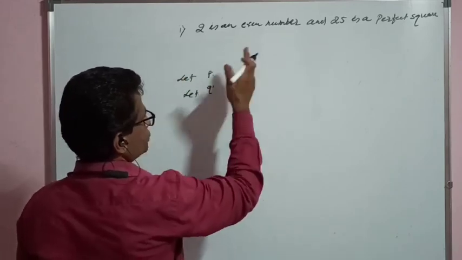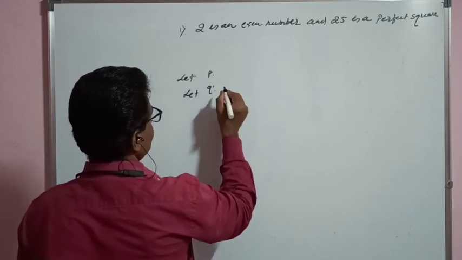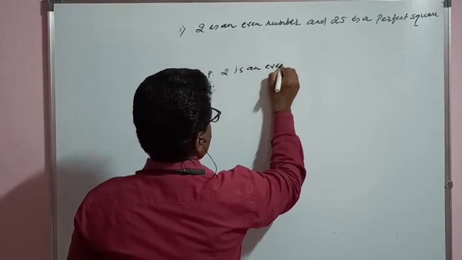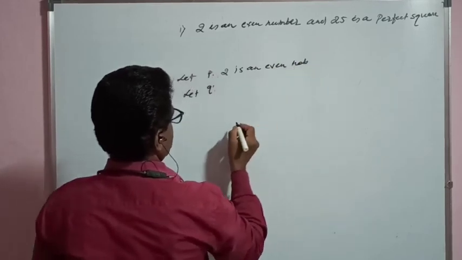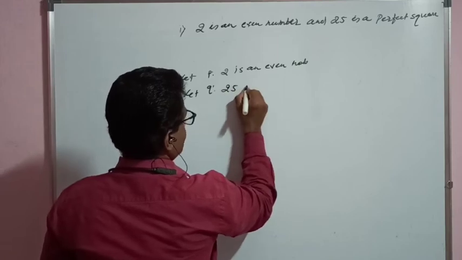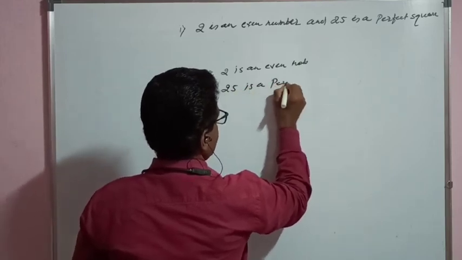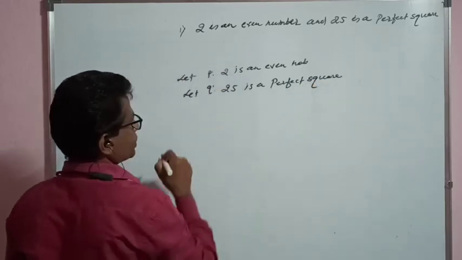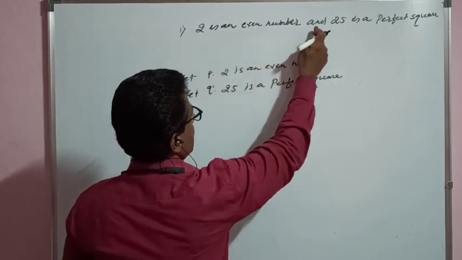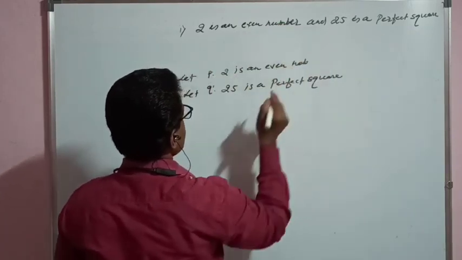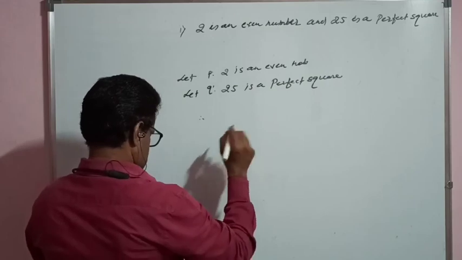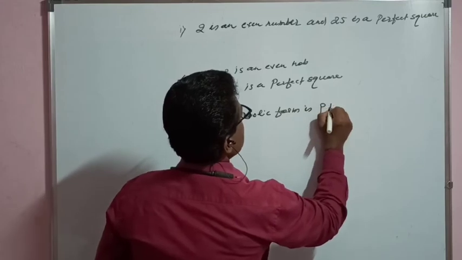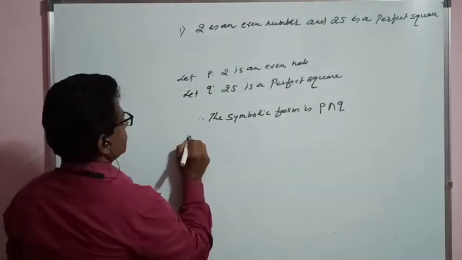First you separate these two statements by representing them with two letters. Say statement P: 2 is an even number. Statement Q: 25 is a perfect square. Then their symbolic form is P and Q, P conjunction Q. Take the second example.